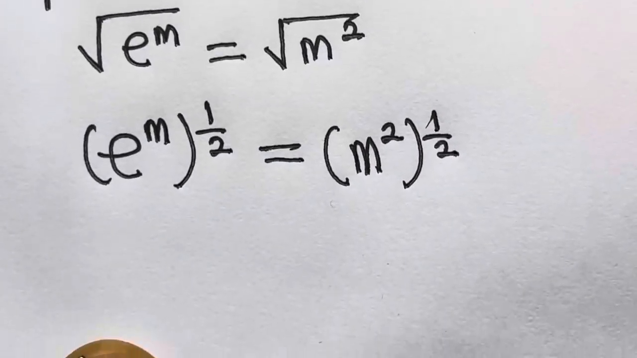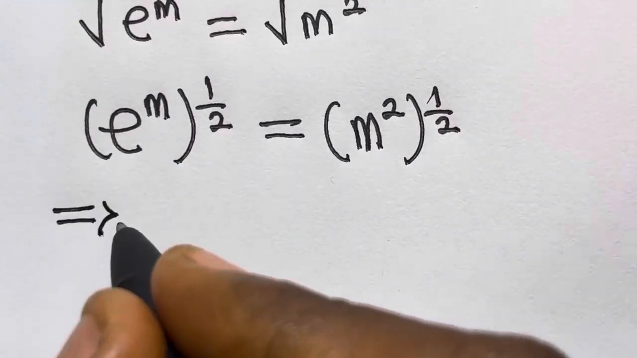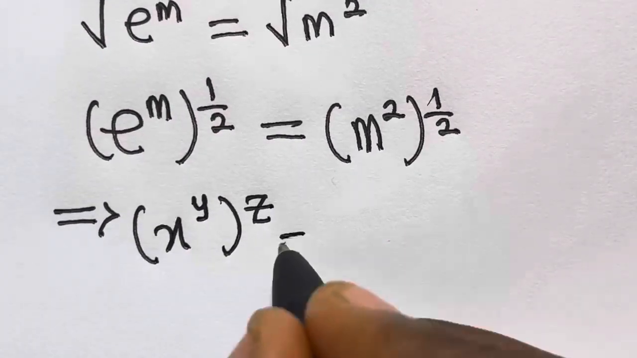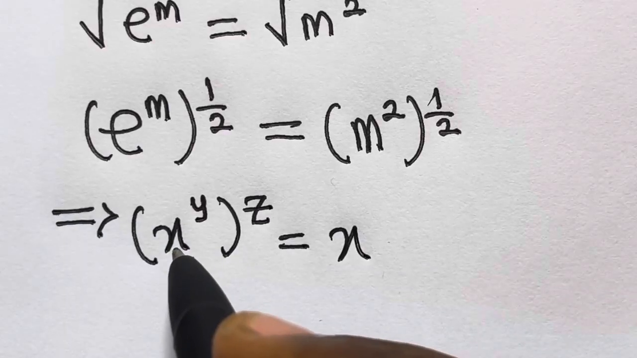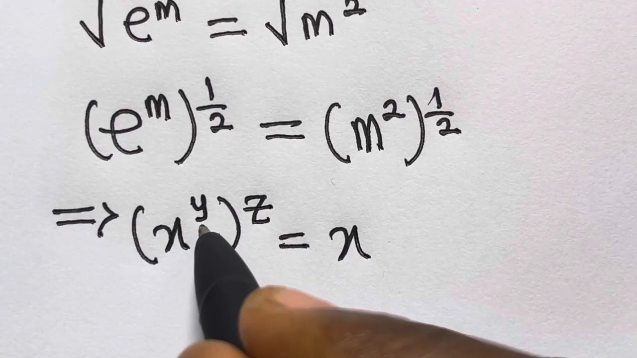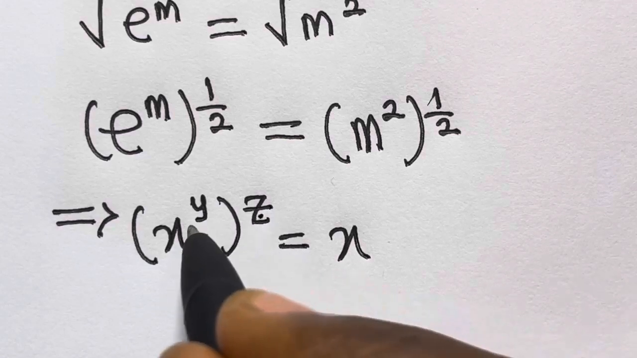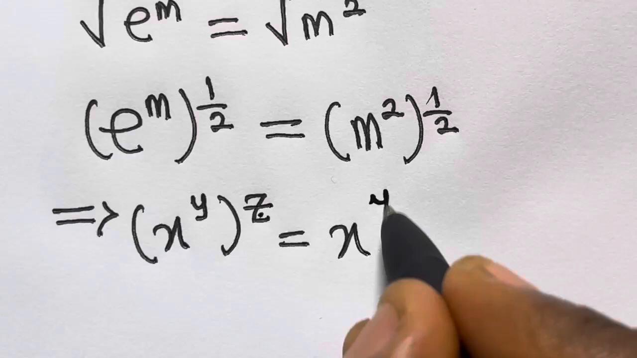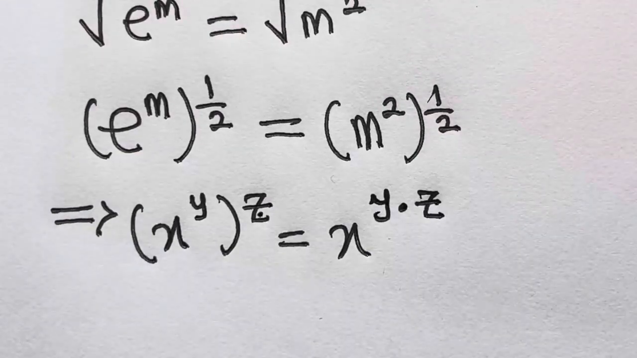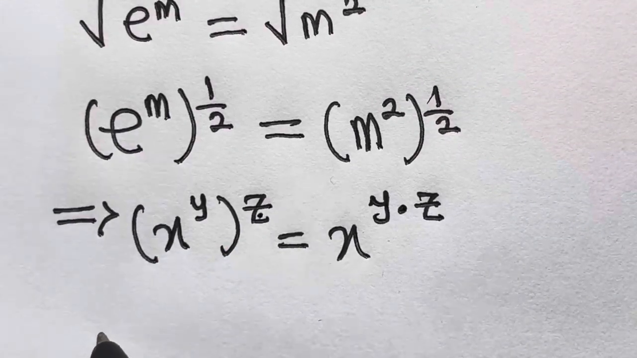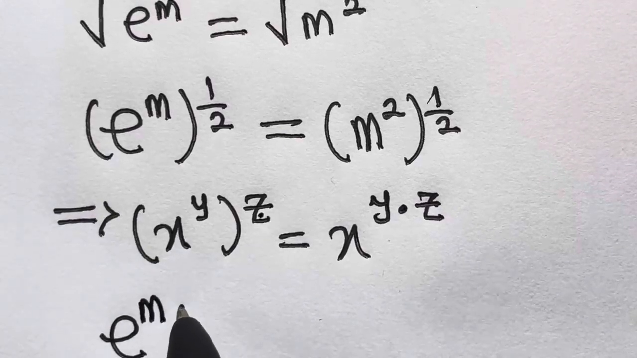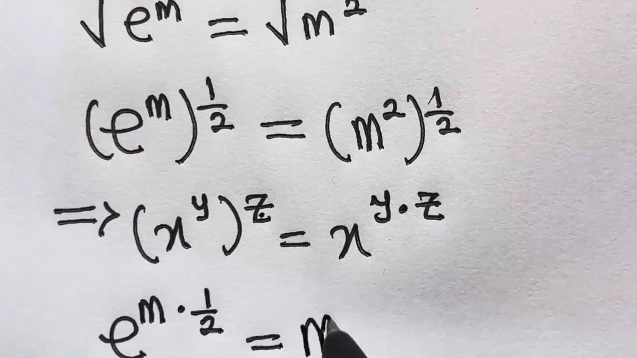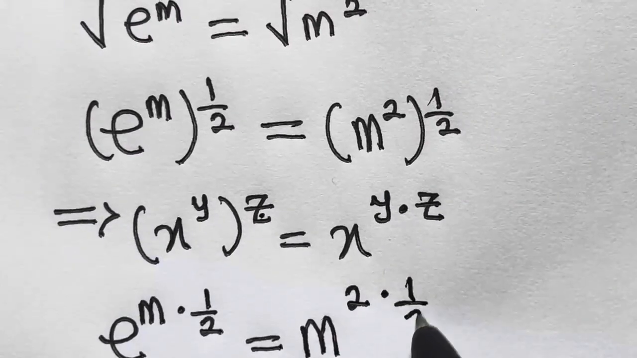So let's recall that whenever we have x raised to power y raised to power z, this will become x. From the law of indices, when a number which is raised to a certain power is again raised to another power, the powers are multiplied. So we multiply y and z, so we have y times z, right? So applying this here, we are going to have exponential m times 1 divided by 2 equals m square multiplied by 1 divided by 2.